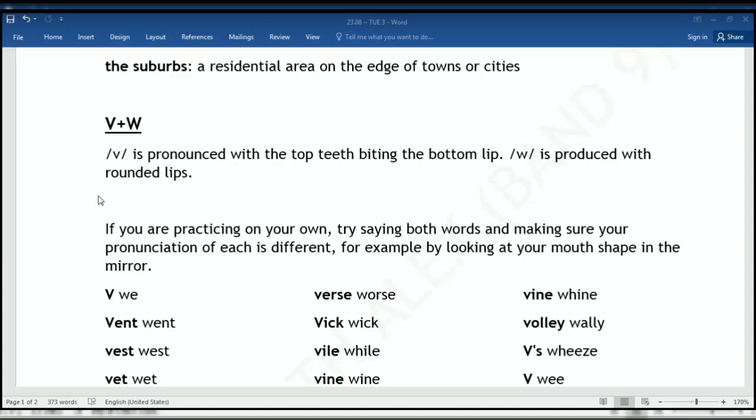Here's actually a good tip. If you're practicing on your own, try saying both words and making sure your pronunciation of each is different, for example by looking at your mouth shape in the mirror. Literally stand in front of a mirror and check whether the shape of your mouth is correct. It's a really good way to practice. So let's get to it.